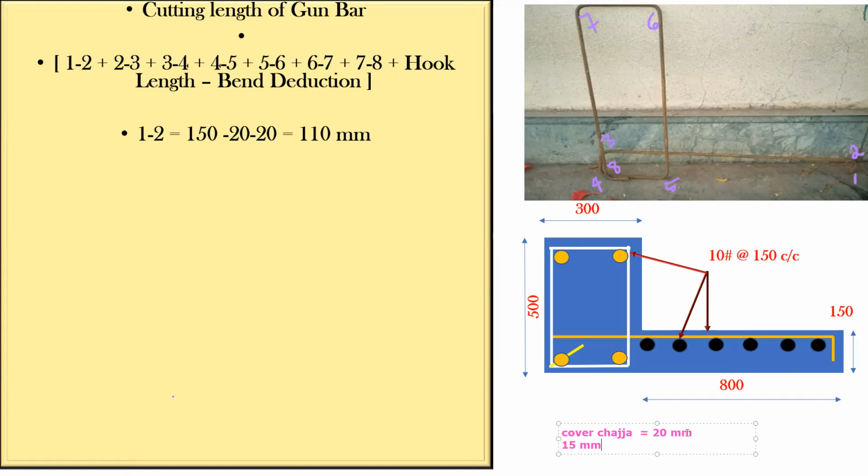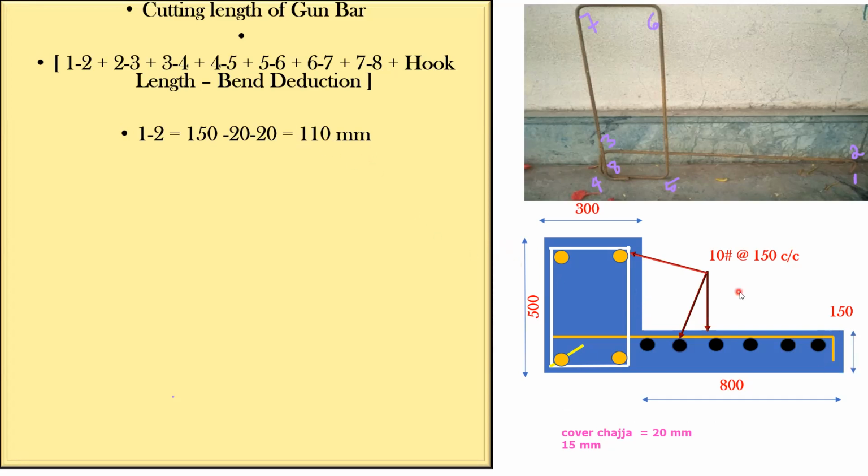But also understand that sometimes the Chajja cover will be 15 mm, which will be mentioned in the drawing. Then in that case, you take 15 mm. Okay, is that understood? So 150 minus top cover 20, bottom 20, I'll take it out. It will be 110 mm.